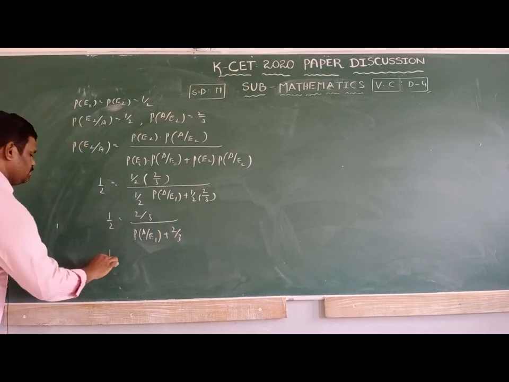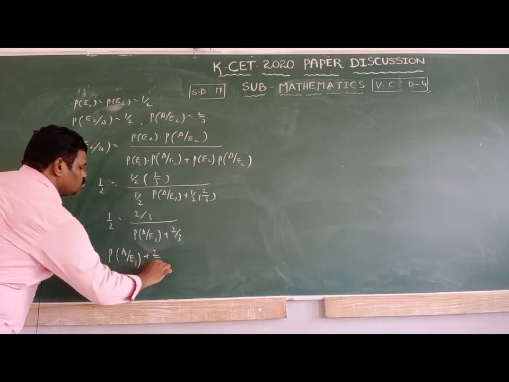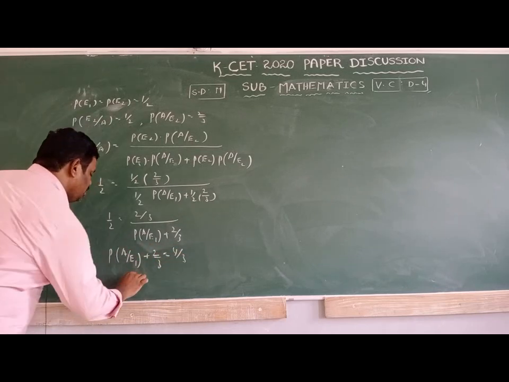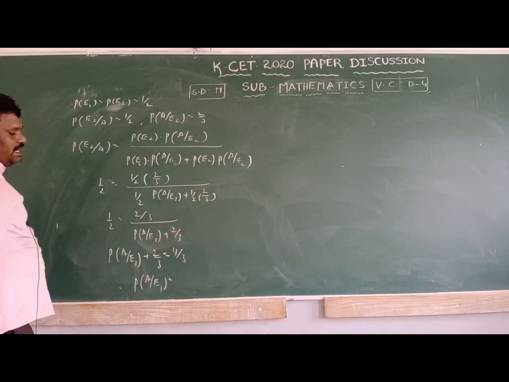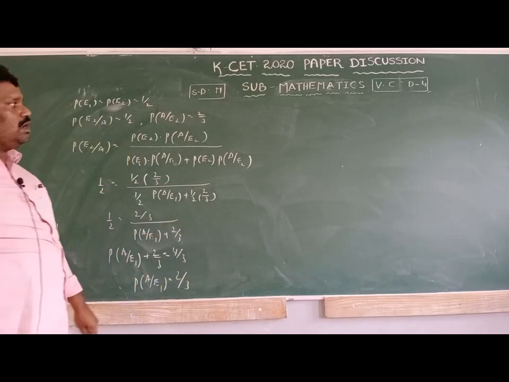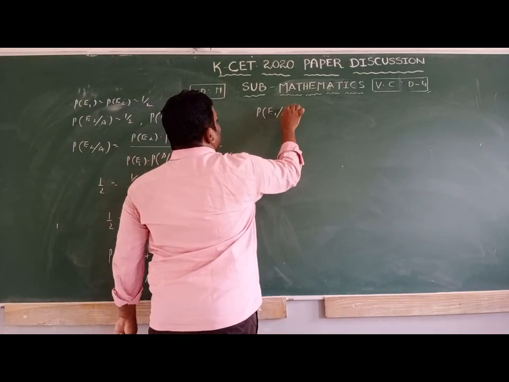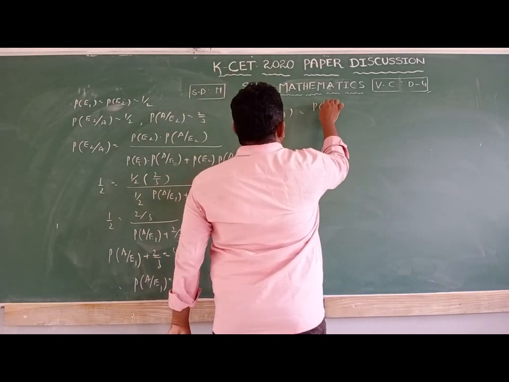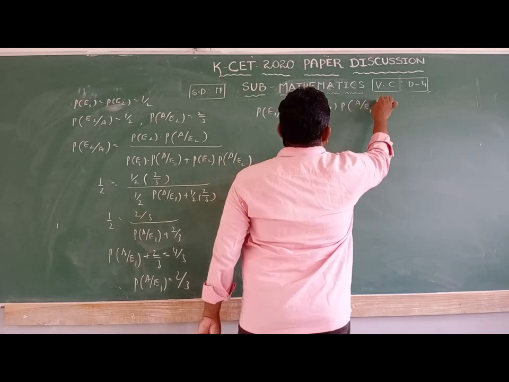Now cross multiplication: probability of A divides E1 plus 2 by 3 is the reciprocal, so 4 by 3. Taking 2 by 3 to the other side, probability of A divides E1 is equal to 2 by 3. But actually what we require is probability of E1 divides A. Using the same formula again, probability of E1 into probability of A divides E1.